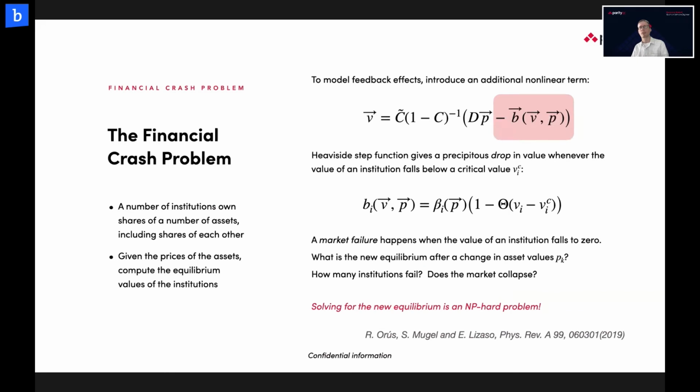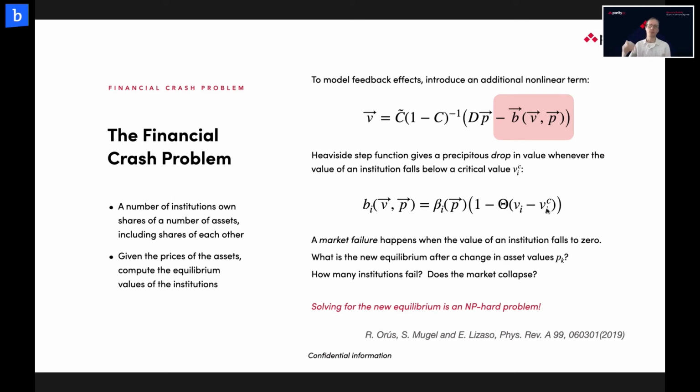So what we do is we modify the model by adding this nonlinear function b, which is highlighted. So b takes the form that I've given here. There's some coefficient in front, and the interesting part of b is this step function contribution, which tells you that when the value of an institution drops below some critical value, that institution basically fails dramatically. This represents a complete loss of confidence in the institution.